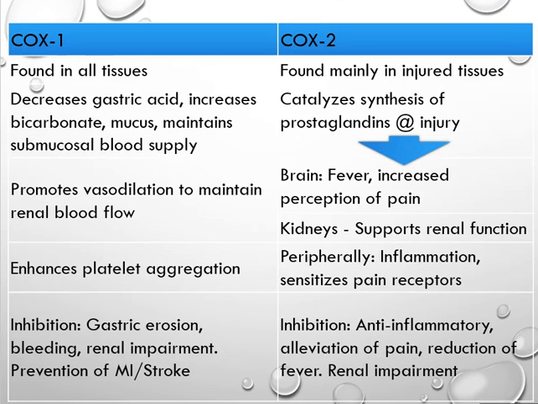And with COX-2, it's working after you have tissue injured, and it helps with the synthesis of prostaglandins in the brain. It's going to increase the perception of pain and fever. With the kidneys, it's going to support renal function. Peripherally, it takes care of inflammation by sensitizing the pain receptors. So if you inhibit COX-2, you're getting anti-inflammatory effects, and you're going to get alleviation of pain, and you're going to get reduction of fever, but you're going to have renal impairment by inhibiting COX-2.